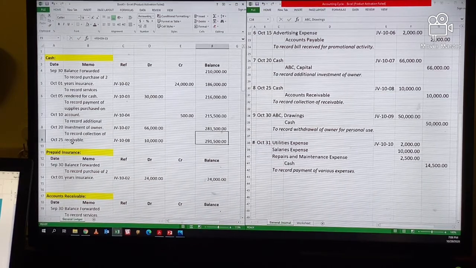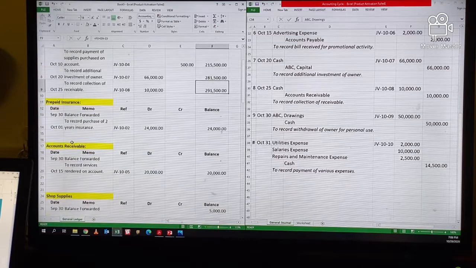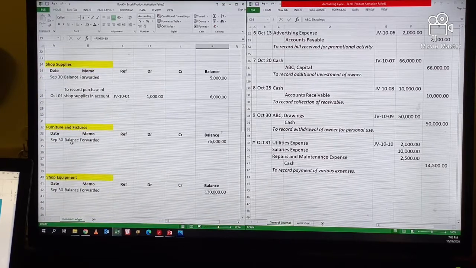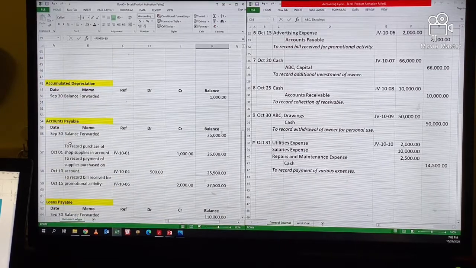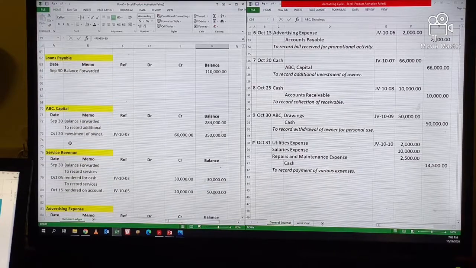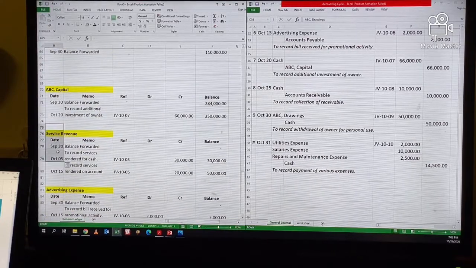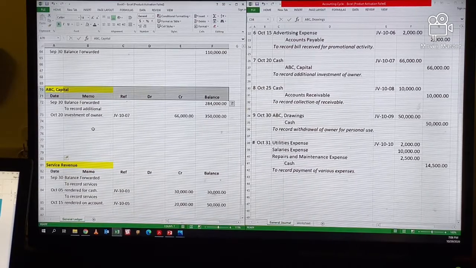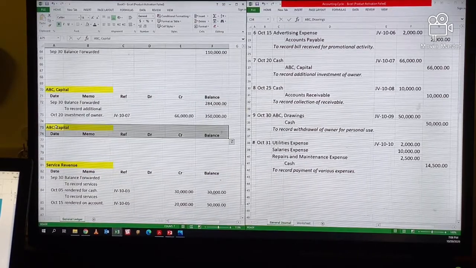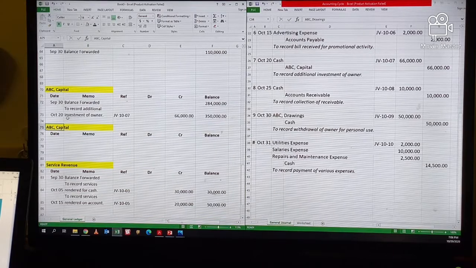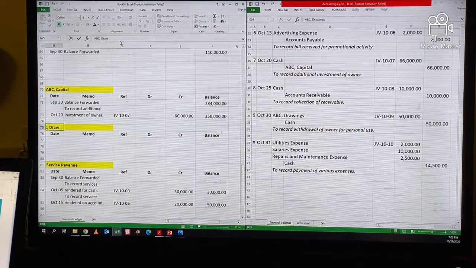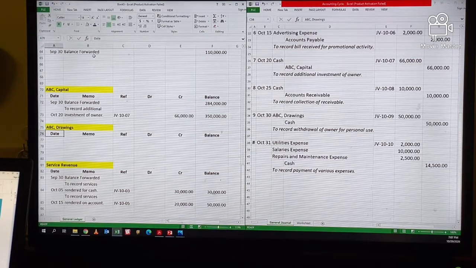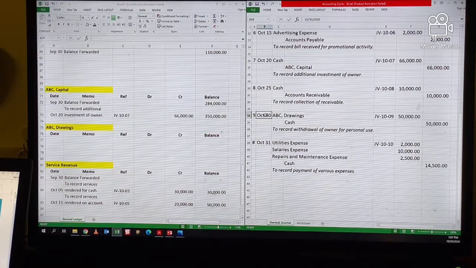Then, number 9 is ABC drawings, debit. So, hanapin mo siya. Wala pa tayong ABC drawings. Yung ABC drawings ay contra equity siya. Okay, so, contra account siya ng equity. ABC drawings, or withdrawals. Kung ano man yung ginagamit sa book nyo.